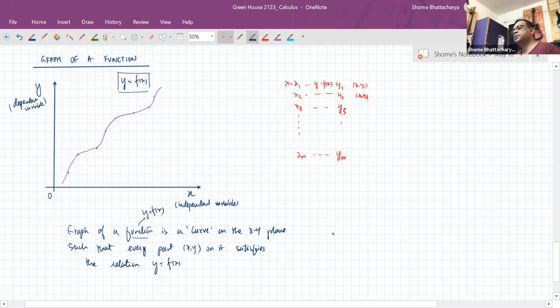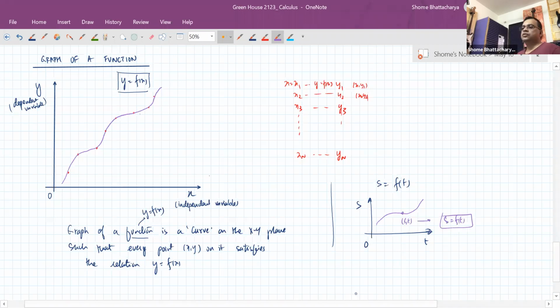Okay. So for example, if we are having s as a function of t, then it should always be that s is on the vertical axis, t is on the horizontal axis, and every point on the graph satisfies this relation, that s is equal to f(t). Okay. So that is the technical definition of what a graph of a function is. So just make a quick note of this, then we'll discuss further.